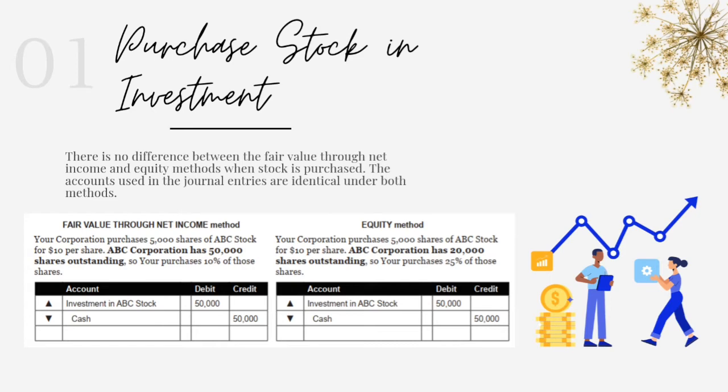The second method is the equity method. Investment in ABC stock is an asset account that is increasing. Cash is an asset account that is decreasing.